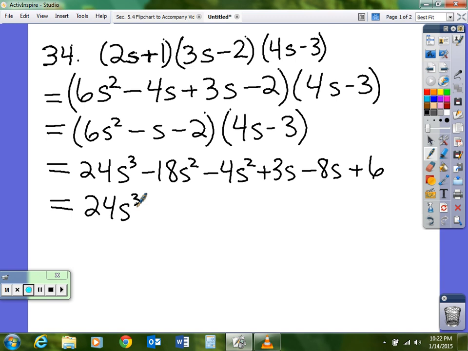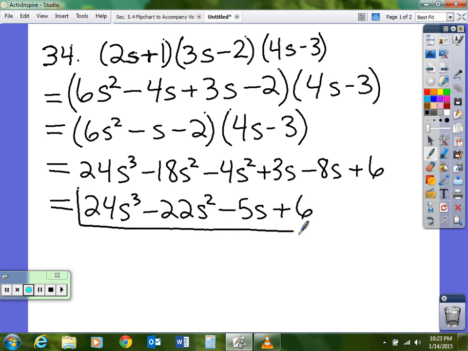We have no other s cubed, so we write that back down, untouched. Negative 18 minus 4 is negative 22s squared. 3s minus 8s is negative 5s. The 6 is untouched, so we simply write that down at the end. This cubic is our final answer.